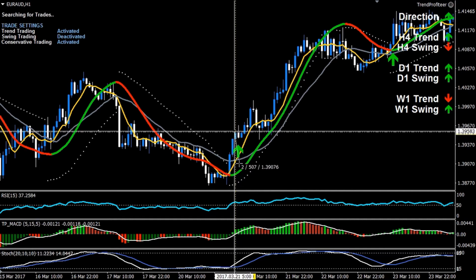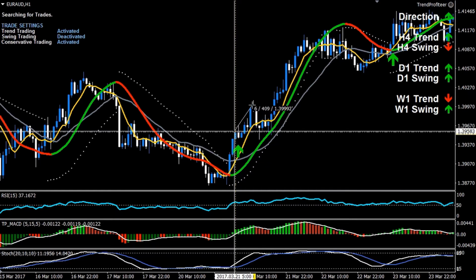We'd place the stop just below the gray moving average. So say at least 50. I'd probably be inclined to place it a little lower, say 55, but around 50 to 55.